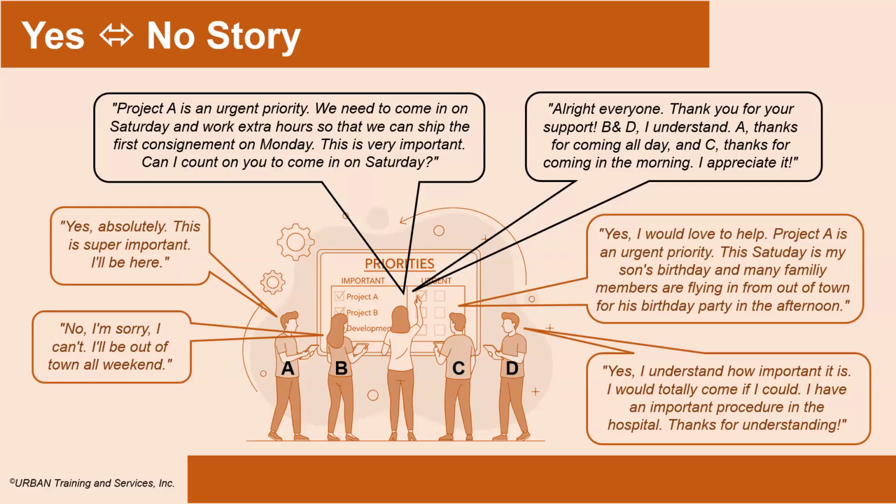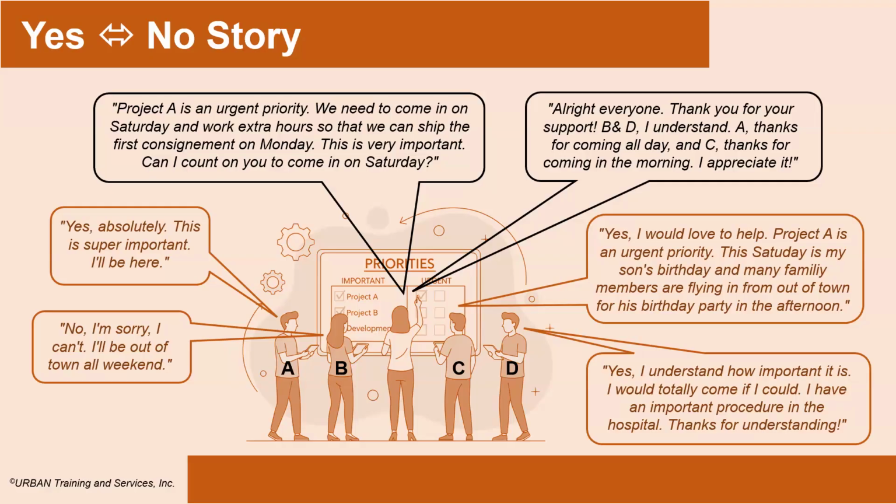She says, "B and D, I understand," meaning she understands that B and D are not coming. Okay, maybe that's also what you thought. B and D are not coming. So far, so good. And then, "Thank you, A, for coming all day." I think that's very clear. A said, yes, absolutely, this is super important, I'll be there. So A will be there all day long.